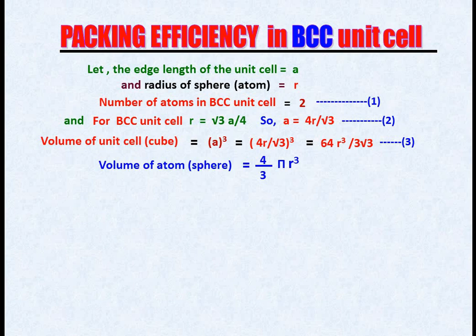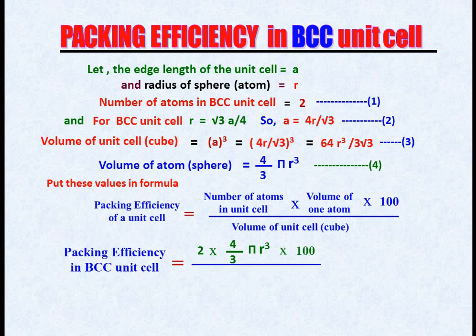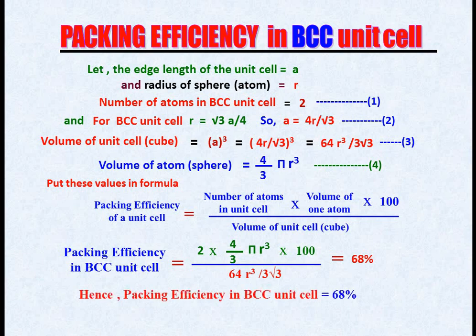Now we are going to put all these values in the formula of packing efficiency. In this case the unit cell is BCC. So the packing efficiency of the BCC unit cell becomes 2 multiplied by 4/3 π r³ into 100, divided by the volume of the unit cell, which is 64r³ upon 3√3. On solving, by putting the value of π as 3.14 or 22/7, the percentage comes to be 68%. So we can conclude that the packing efficiency in the BCC unit cell is 68%.